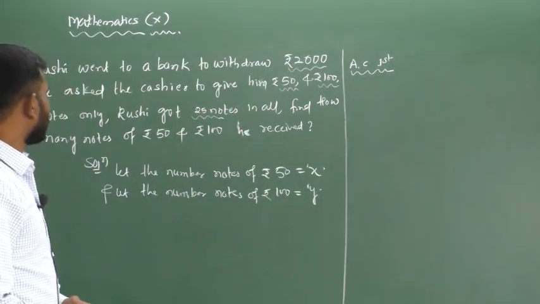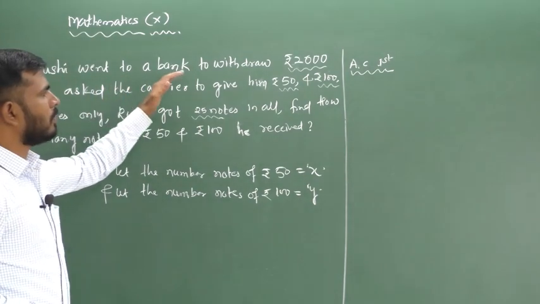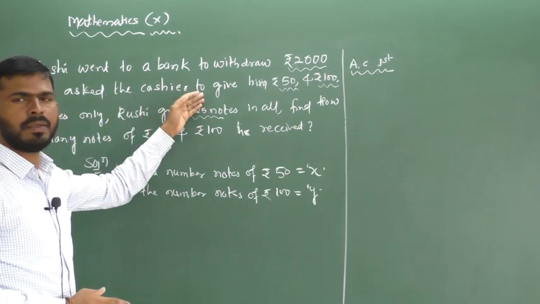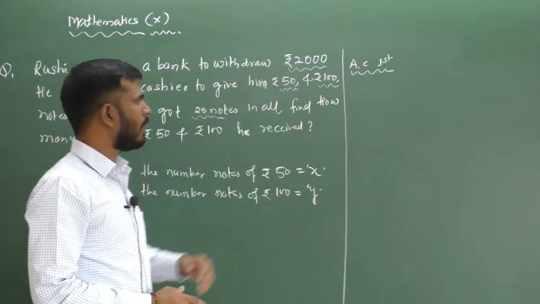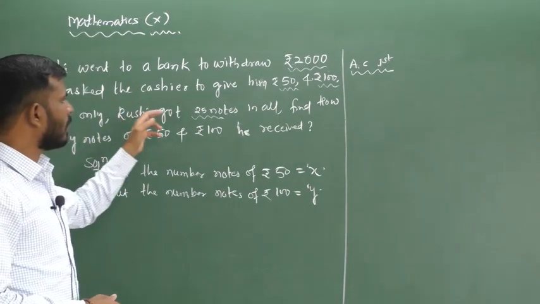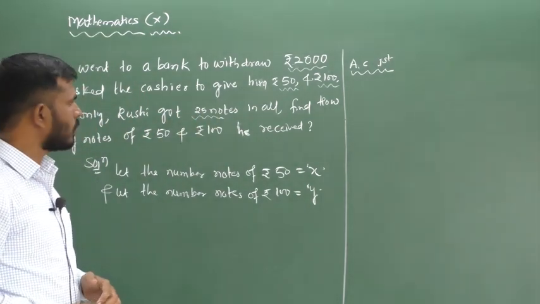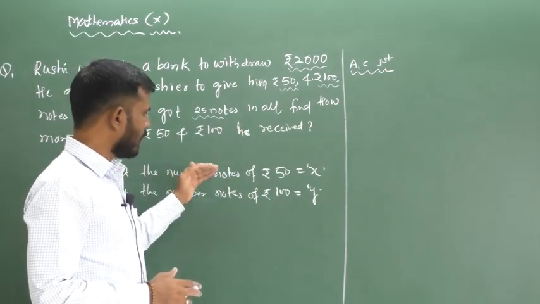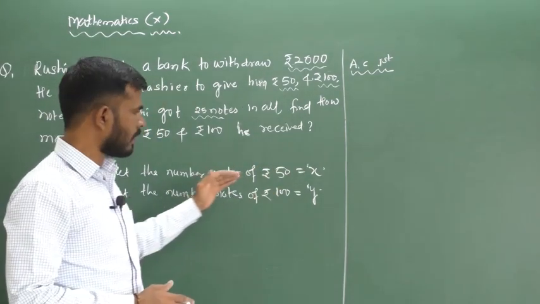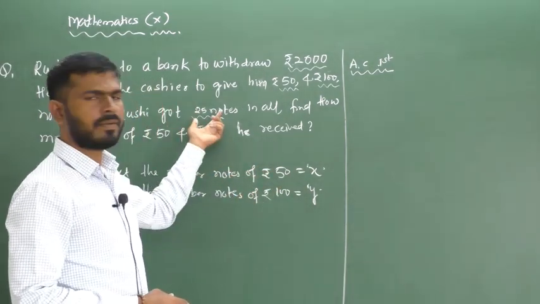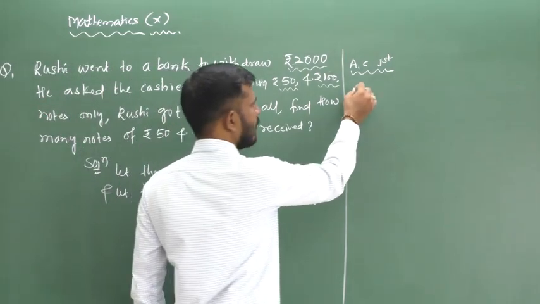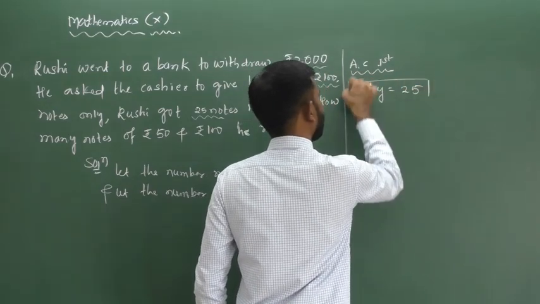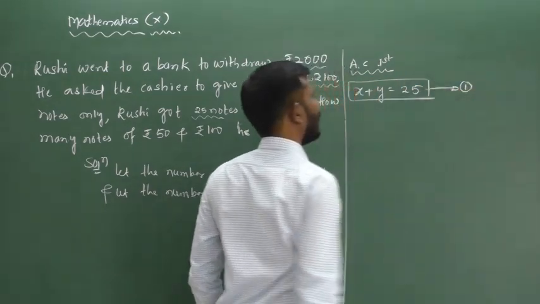According to the first condition given, Rushi went to a bank to withdraw a total amount of 2000 rupees, and he asked the cashier to give him rupees 50 and 100 notes only. Rushi got a total of 25 notes. I consider the number of notes of 50 as x and the number of notes of 100 as y. So the total number of notes is 25, and according to the first condition you can write x plus y equal to 25.